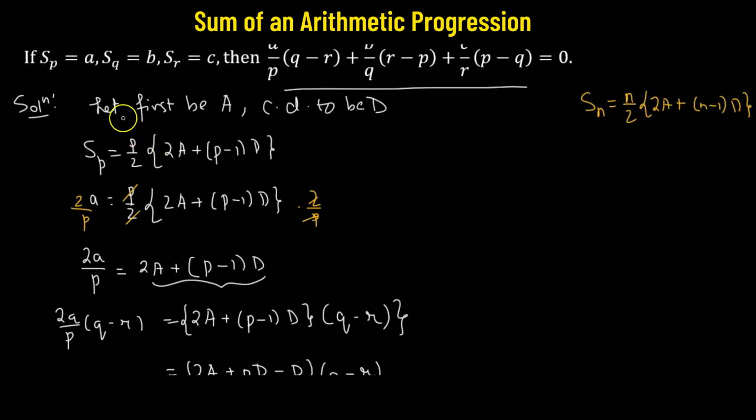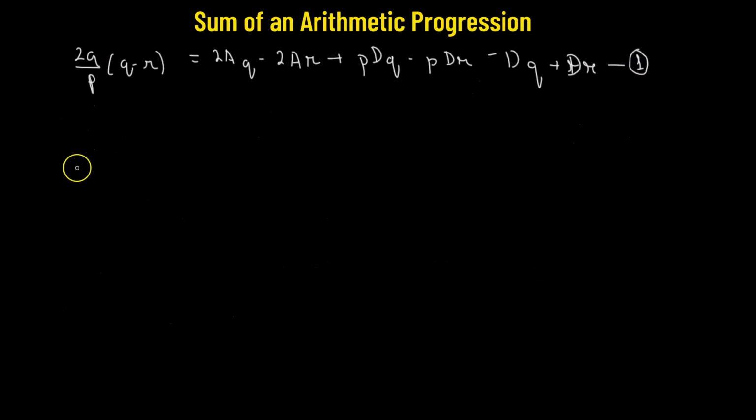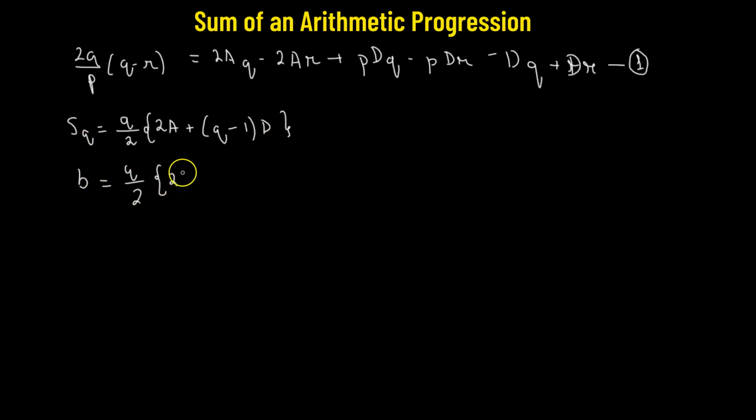Then we will use the sum up to the qth term. The sum up to the qth term will be given by q over 2 multiplied by 2A plus q minus 1 times the common difference D. Here the sum up to the qth term is equal to b. So b equals q over 2 multiplied by 2A plus qD minus D. Now we can multiply both sides by 2 over q. So we'll get 2b divided by q, which will be equal to 2A plus qD minus D.